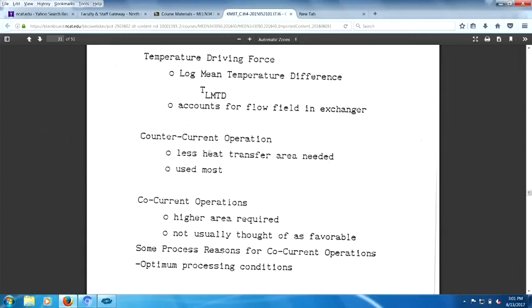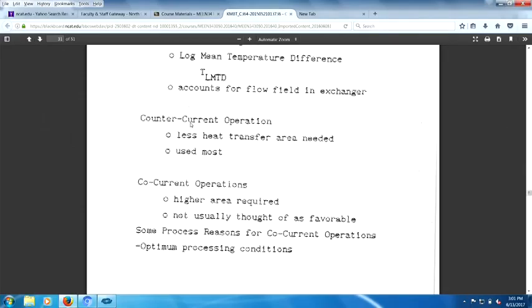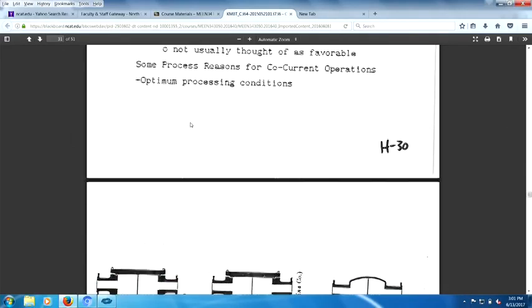Countercurrent operation is the best. Co-current operation, well, higher areas are needed. Not usually thought of as favorable. So you have countercurrent, co-current. But co-current is used when?